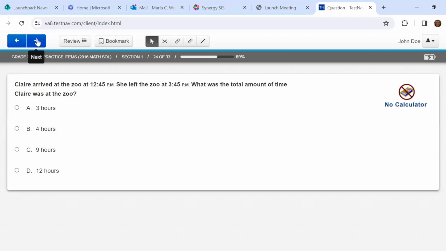Claire arrived at the zoo at 12:45 p.m. She left the zoo at 3:45 p.m. What was the total amount of time Claire was at the zoo? All right, well, I like to use a number line. I'm not going to draw a whole number line this time, but take a minute and try to figure it out, however, using whatever strategy your teachers taught you. Okay, if you said that she was at the zoo for 3 hours, you are correct.